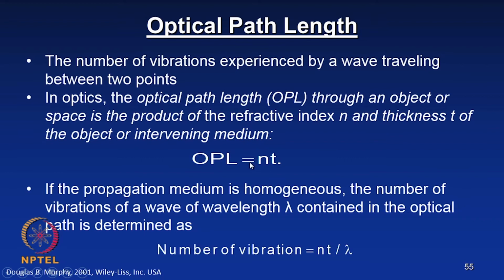So, OPL is equal to n times T, that is, the optical path length is a product of thickness and the refractive index of the medium. If the propagation medium is homogeneous, the number of vibrations of wavelength lambda contained in the optical path is determined as number of vibrations equal to n times T divided by lambda.